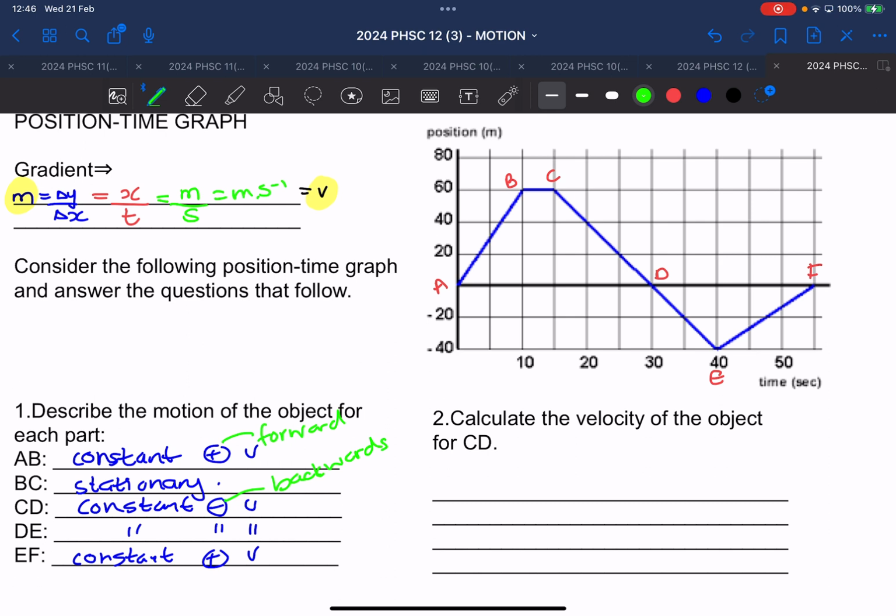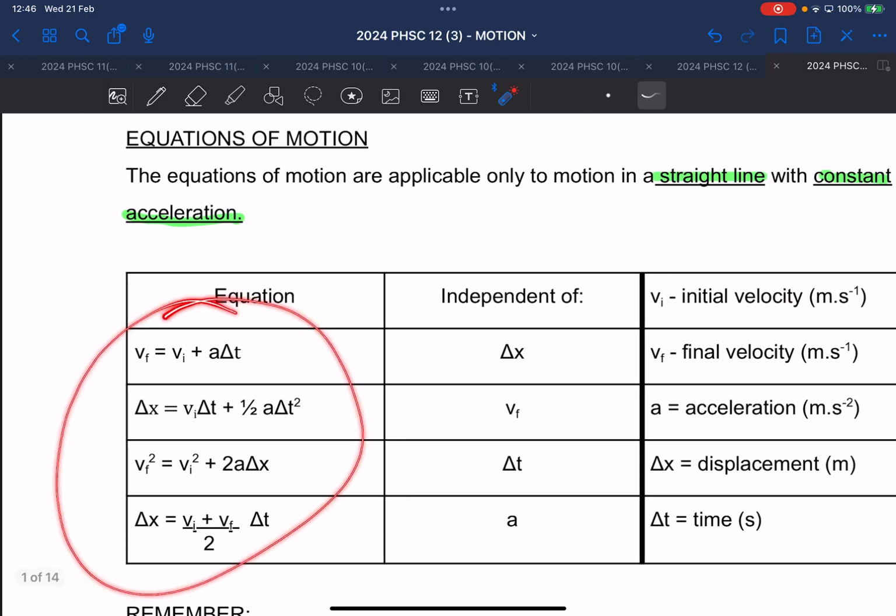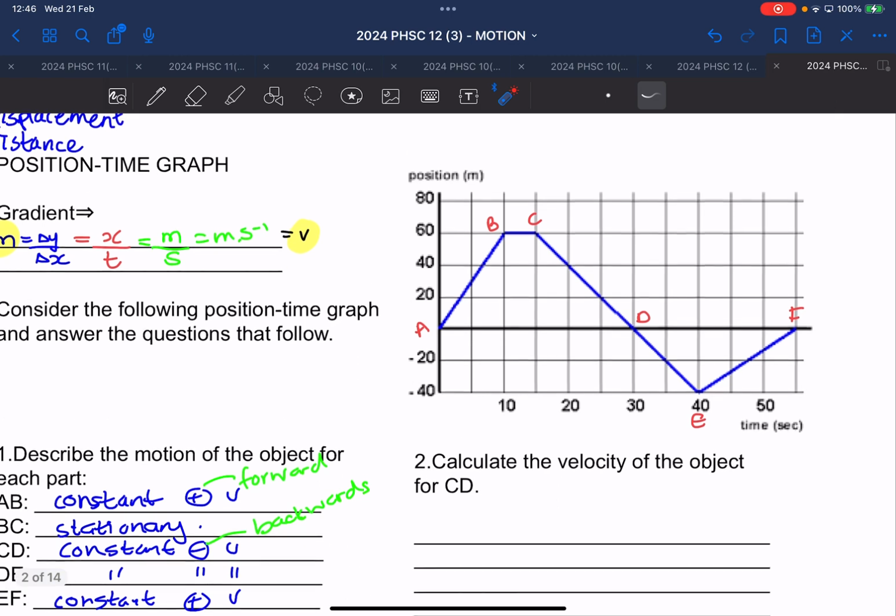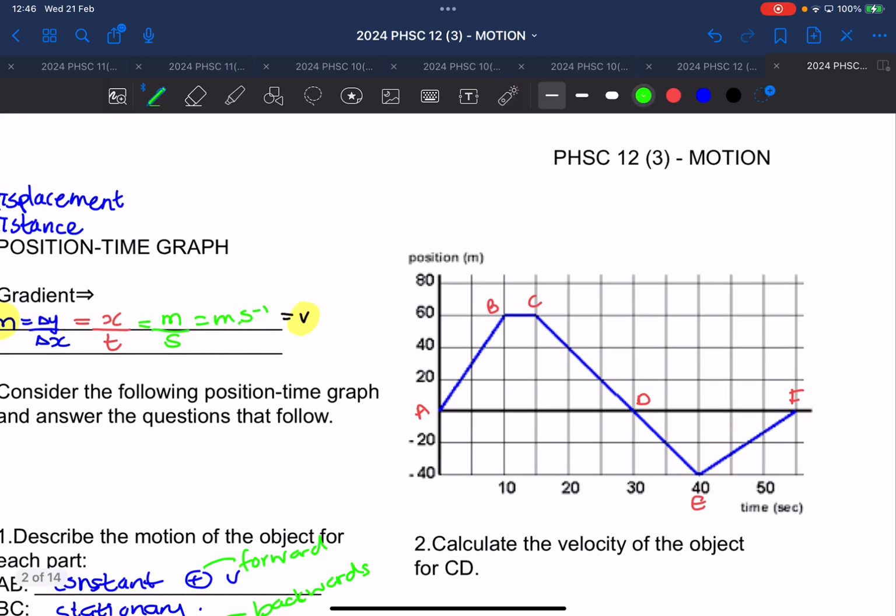Okay, now they ask, calculate the velocity of the object for CD. Where do I find velocity? There, gradient. Now, if they say use the graph, then you must calculate the gradient. If they say use equations of motion, you must use those. If they don't say anything, you can use any one. Now wait. Can you see here in this graph we have no acceleration. The acceleration is 0 throughout. If the acceleration is 0, then you can use this formula. But that formula is not on your data sheet.